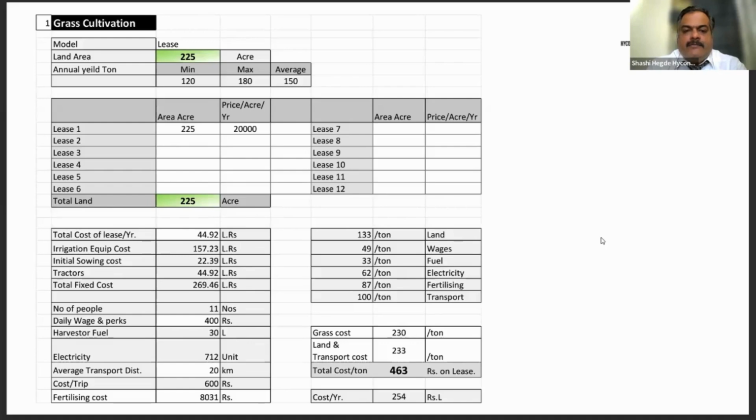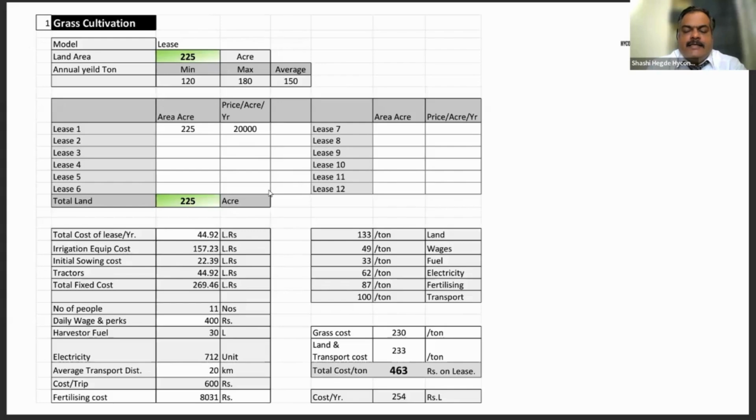Once this is cultivated, 20 acres can be managed by one person, because there is no pesticide, there is nothing. It is only watering the crop every morning. So we need 11 people, and the daily wage, in most places like Rajasthan, is lower. In Punjab, it's higher. So I have taken 400 rupees. Then there is harvester fuel, 30 liters, because daily 6 tons means you will have to harvest probably 3 acres of land. So 30 liters of diesel will go every day.